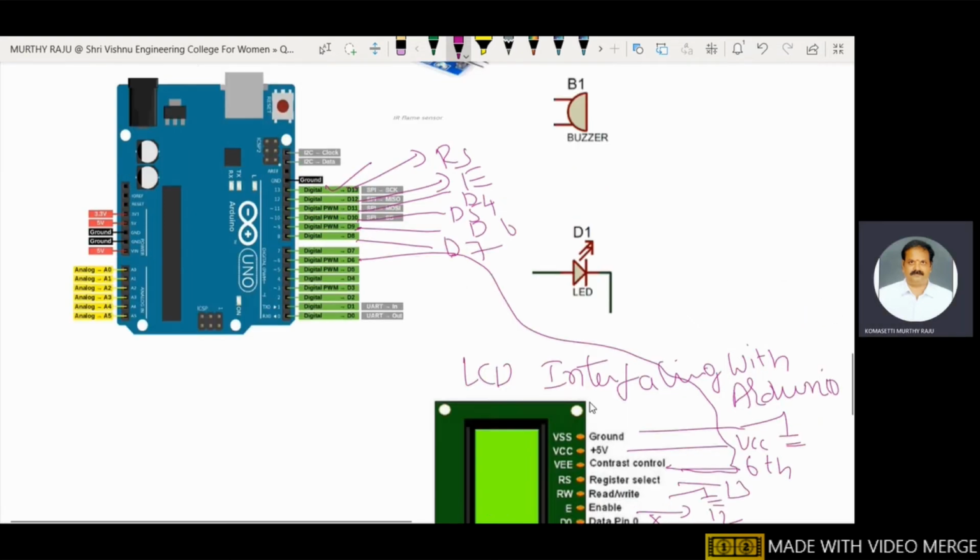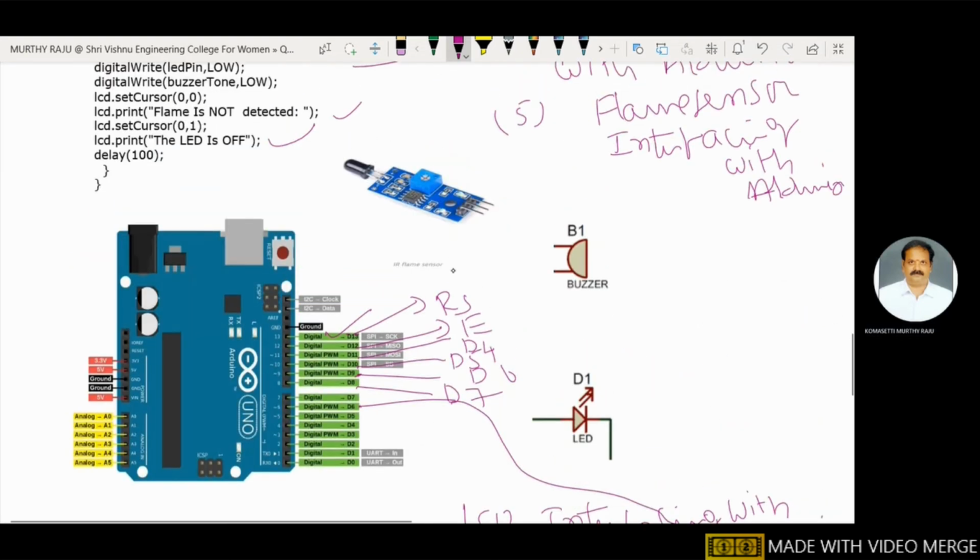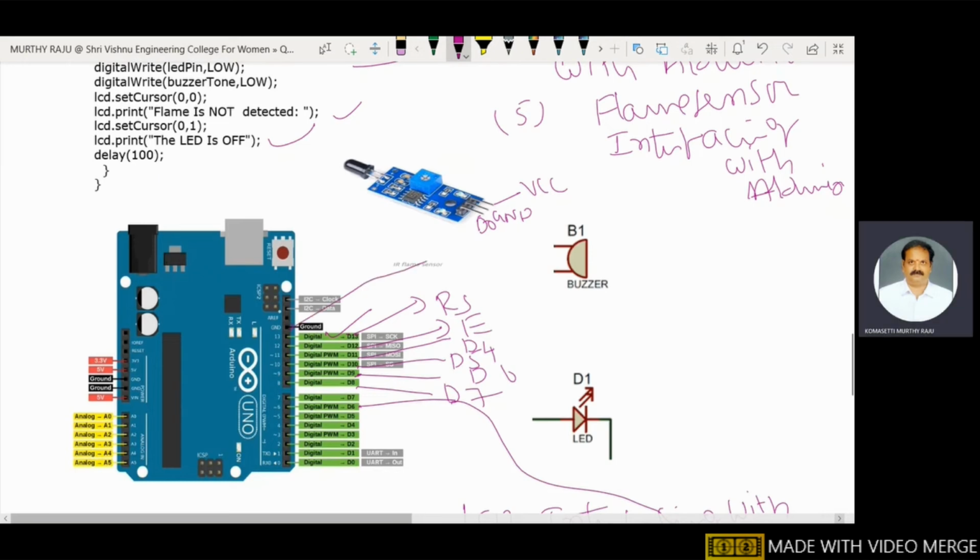Next step is the flame sensor. These are the 3 pins. This one is the data pin, this one is ground, and this one is VCC. VCC is connected to here, and the ground pin is connected to here.